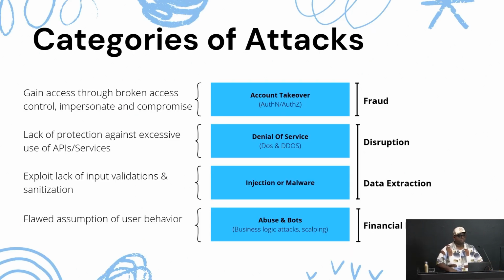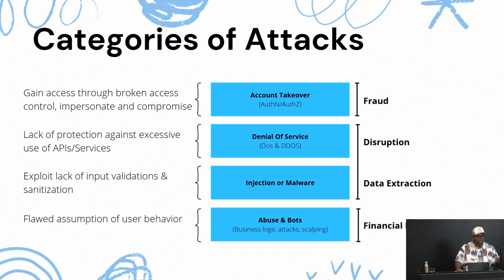Now, let me give you a brief about how these are categorized. So there are a few categories in here. I will be talking more on these things in the later slides, but one is there are attacks related to authentication and authorization, which is basically identified as fraud. Then there is disruption because of denial of service attacks, and malware injections, where data is extracted, right? So these are the three categories.